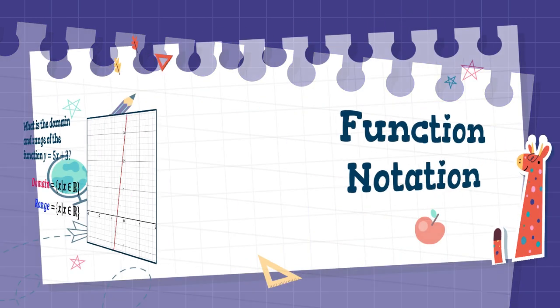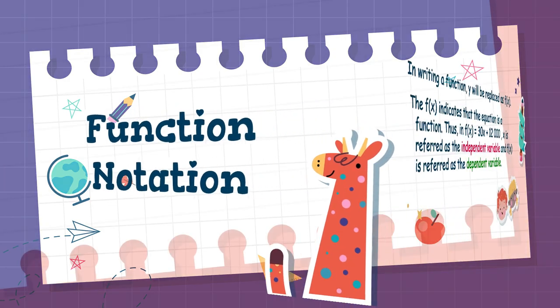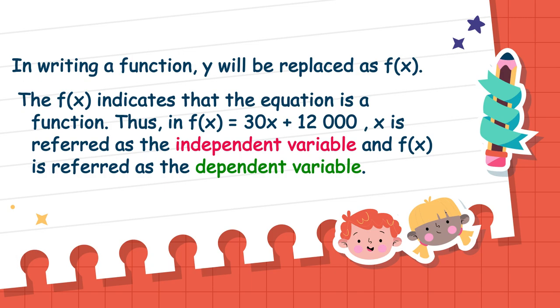Next one is function notation. It means how we write a function. In writing a function, y will be replaced by f(x). Aside from f(x), we also use g(x) and h(x). Every time you see the notation f(x), it signifies that the given equation is a function, and in that function, x is the independent variable. It can stand alone.